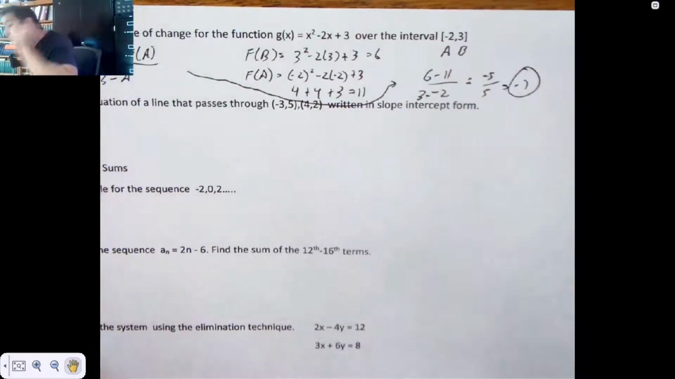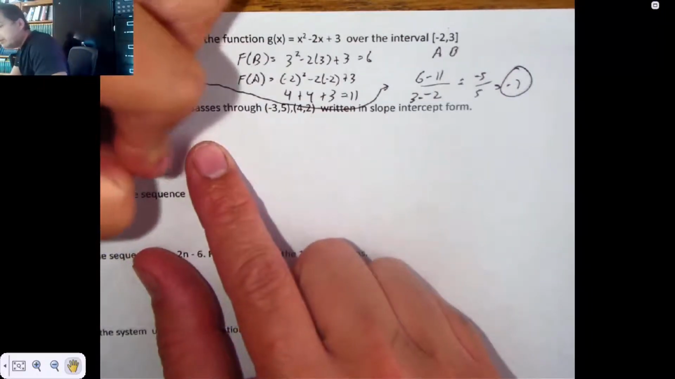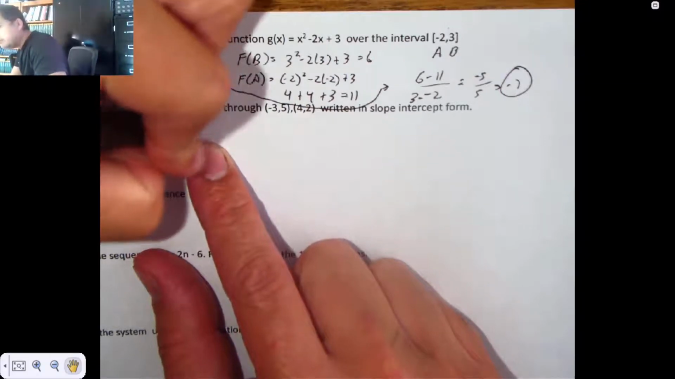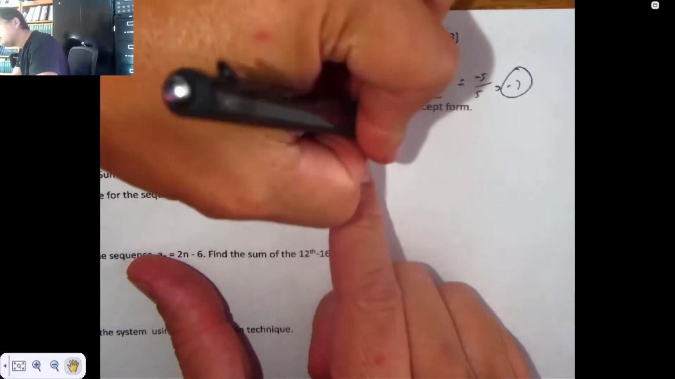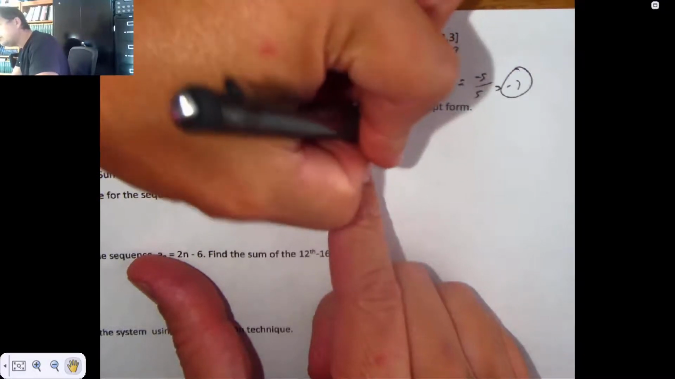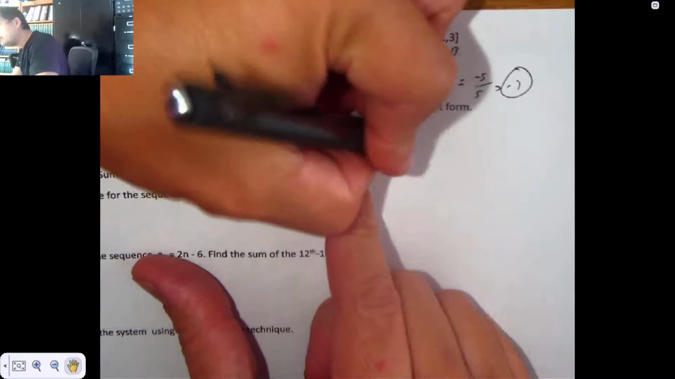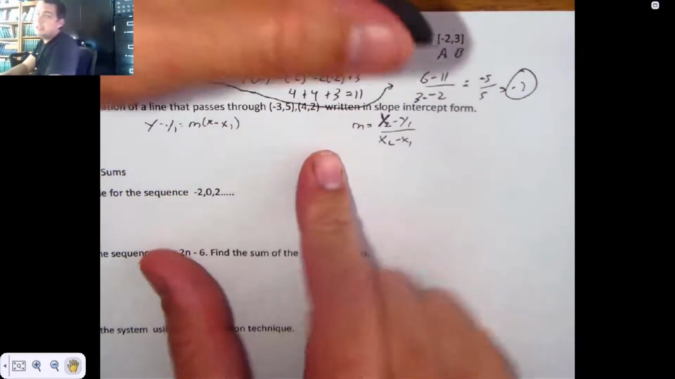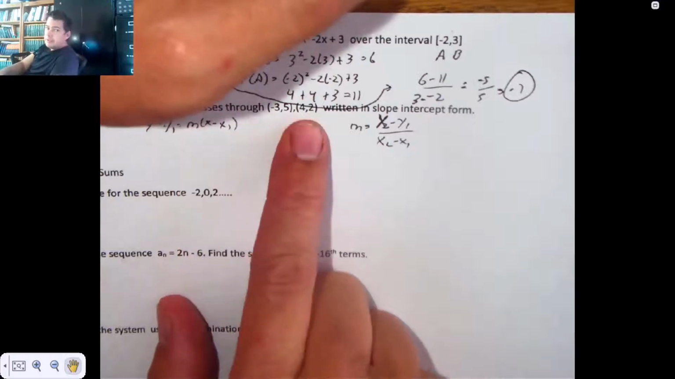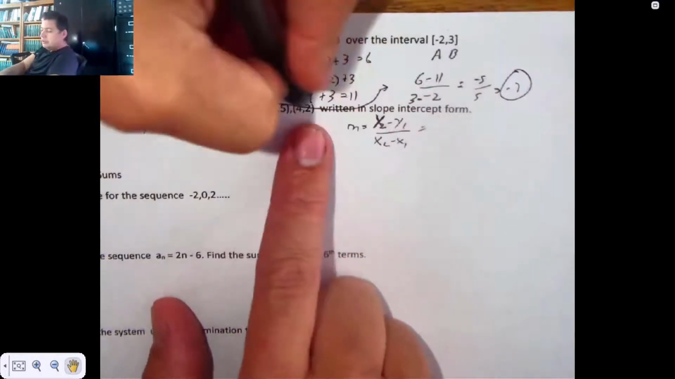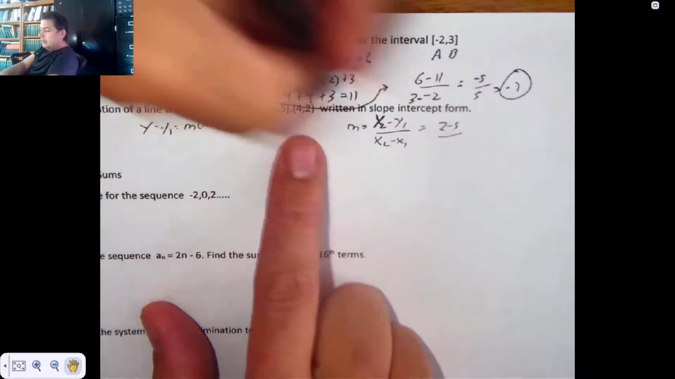8 is find the equation of a line that passes through -3, 5 and 4, 2, written in slope-intercept form. We're going to use y minus y1 equals m times x minus x1, and we're also going to use m equals y2 minus y1 over x2 minus x1. Those are the two forms I need to do this. So I'm going to start off with slope because I have to have it for this, so do this first. 2 minus 5 over 4 minus a -3.